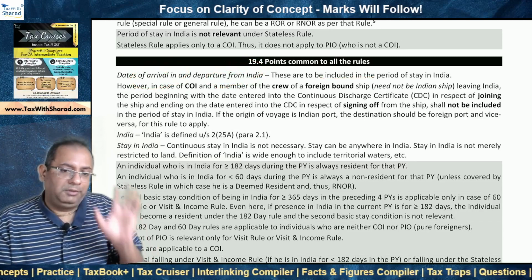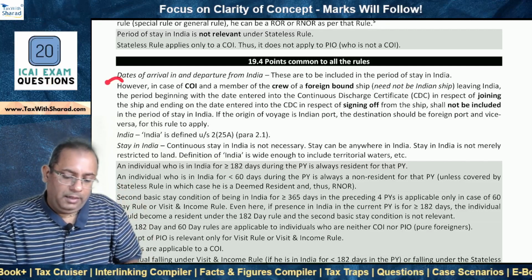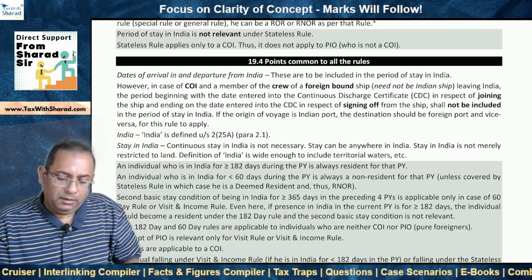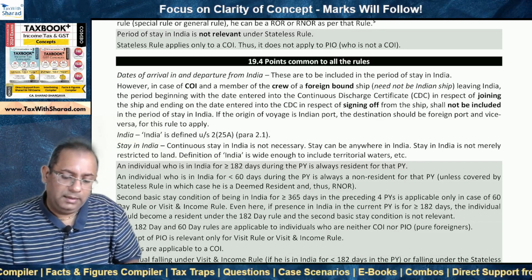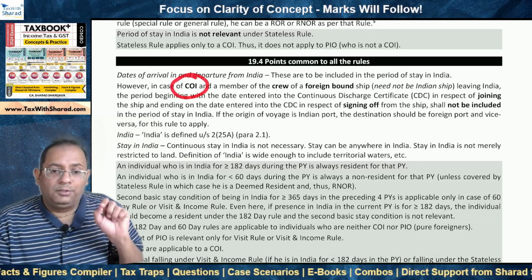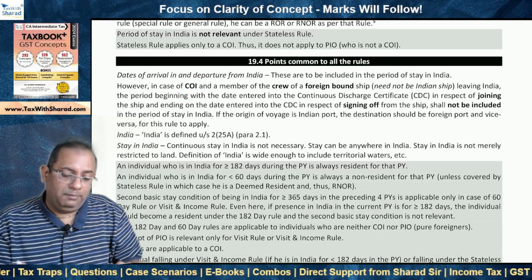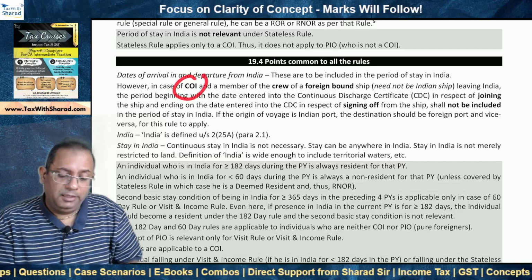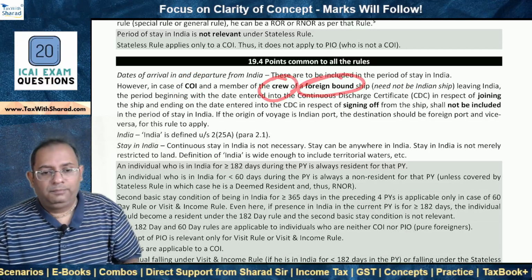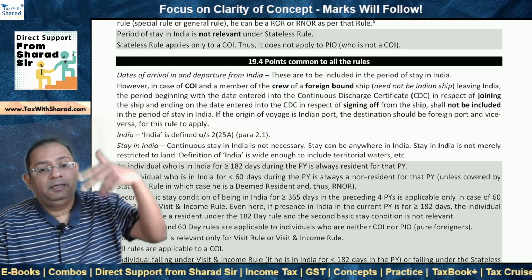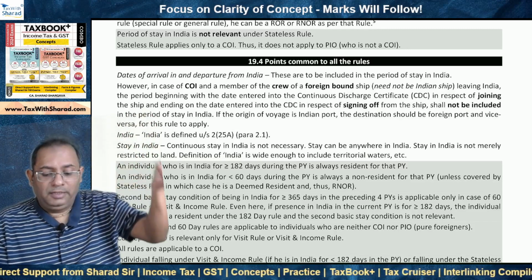But here there is an exception. There is a relief or a kind of relaxation. Okay, and this is Rule 126. And this says that in case of a citizen of India, this rule applies to a situation where the person is a citizen of India and a member of the crew of a foreign bound ship. Foreign bound ship where the destination is in a foreign soil. The destination is outside India.